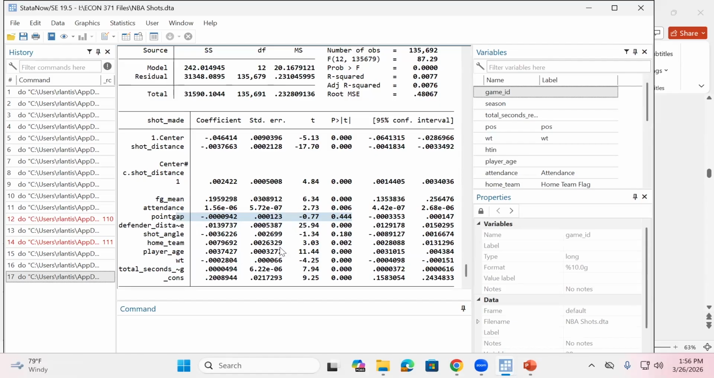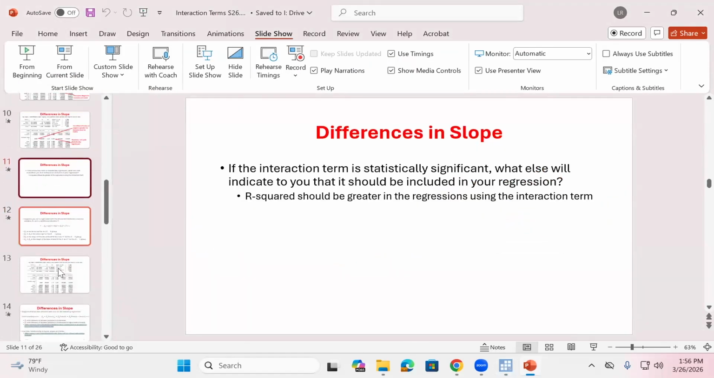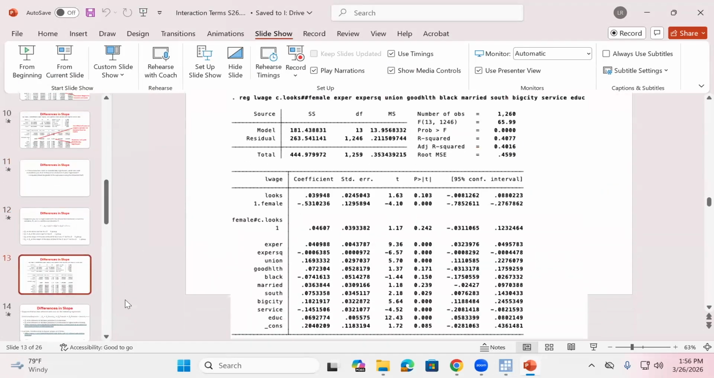But you could use any data set you're interested in. You could start to include these interaction terms to pick up whether there is a difference in the marginal effect of a continuous variable across different groups. So this is kind of where we're leaving off. We're looking at differences in slopes. I think I had some of the looks stuff here.